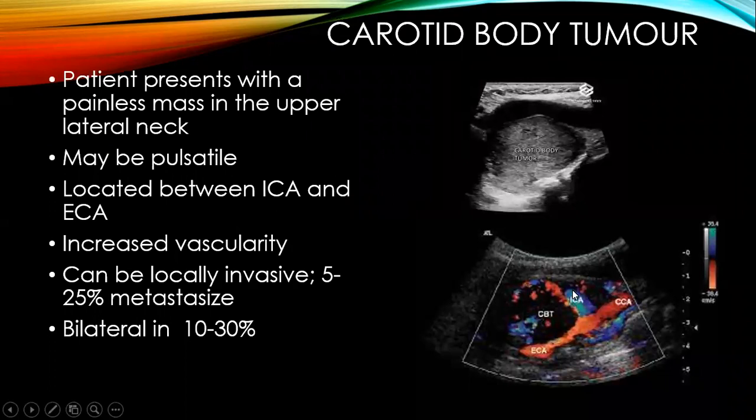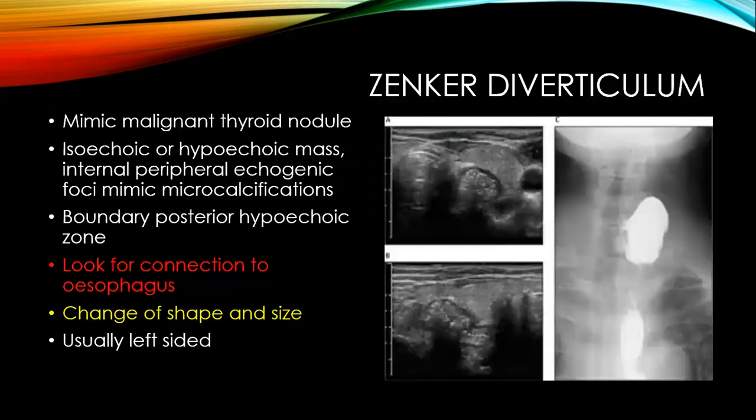So this is our internal carotid artery. This is our external carotid artery branching from the common carotid artery. So this is our carotid body tumor. It has increased vascularity as seen on the image, and it can also be locally invasive, or it can metastasize to other areas. It can be bilateral in 10 to 30% of the cases. So if you see one on one side, it is advisable to check the other side as well to rule out bilateral carotid body tumors.